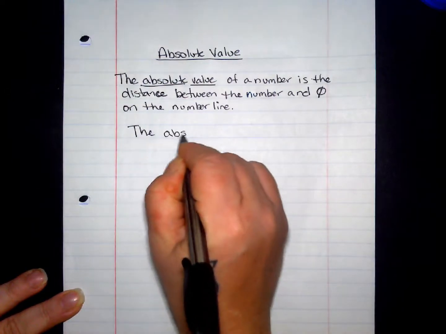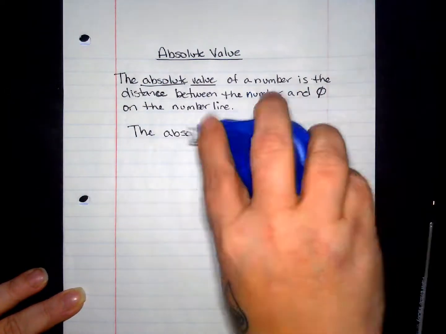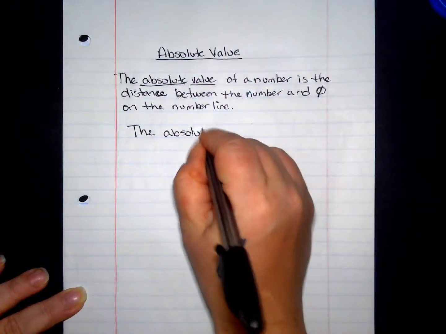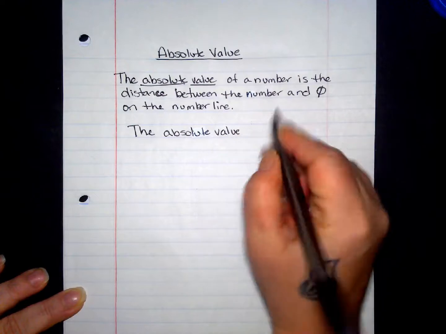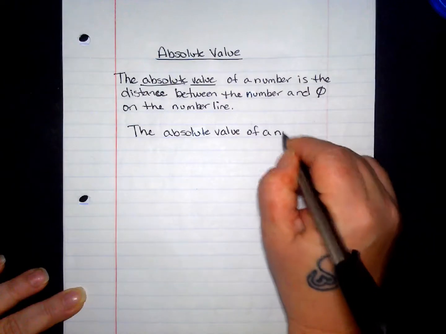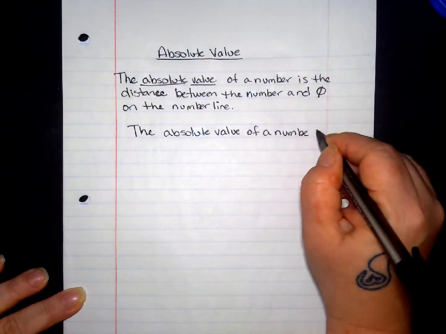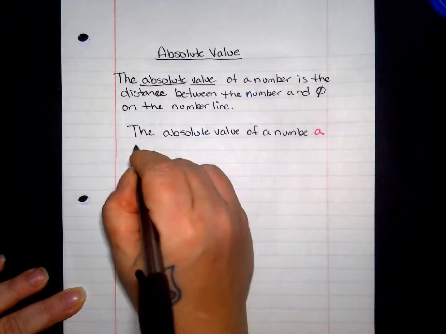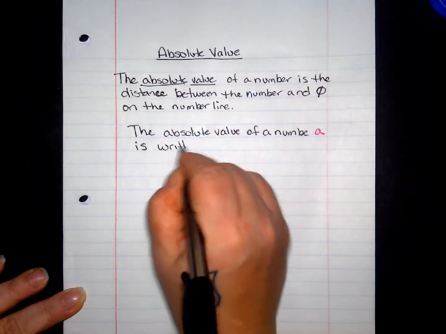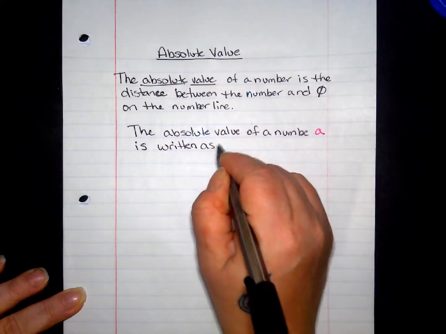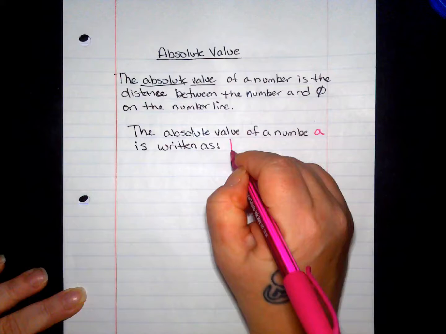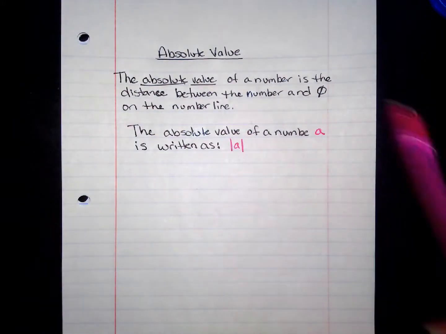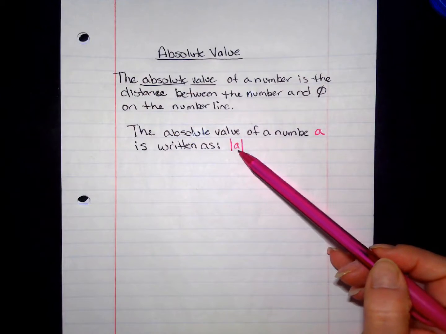the absolute value of a number, we're going to say A is our number, is written as absolute value of A. Now that might look a little crazy, but do you see how A represents a number?